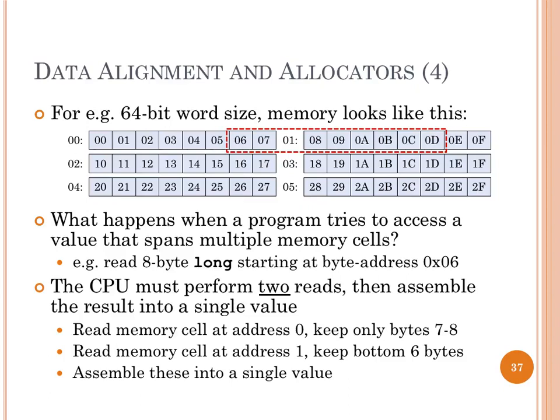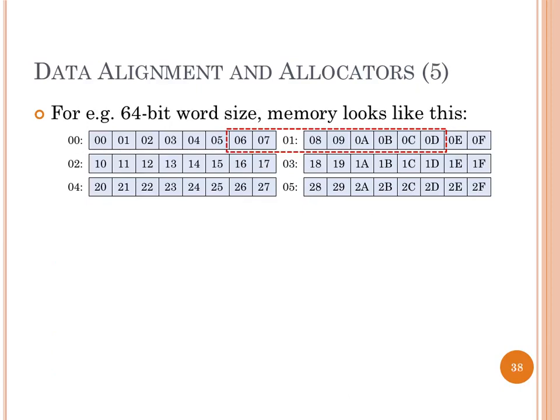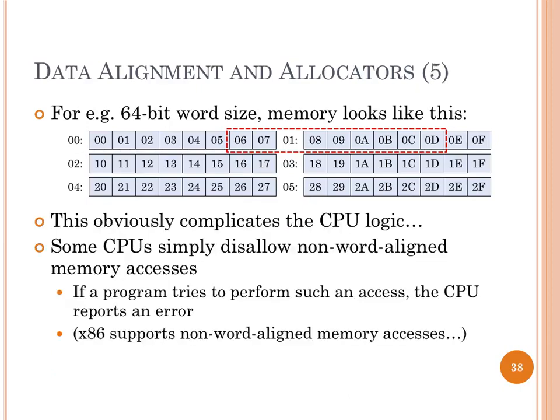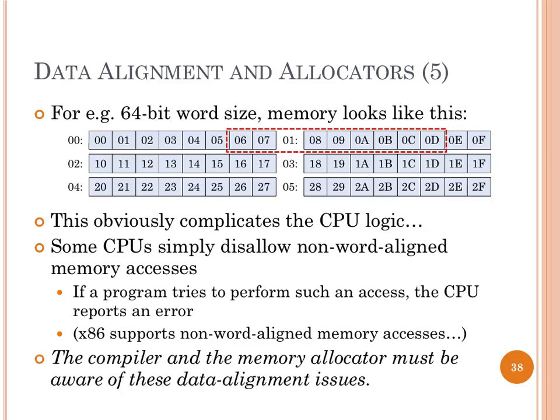Like I told you, x86 will walk your dog. It is that clever of a processor. But not every processor is. And so there are processors that just say, you know, you're not allowed to do this. Everything has to be in at most 1 memory cell. So it only supports aligned access. So you can see that the compiler and the memory allocator have to think about this as well.